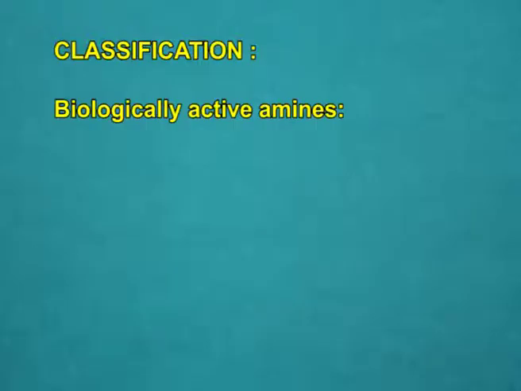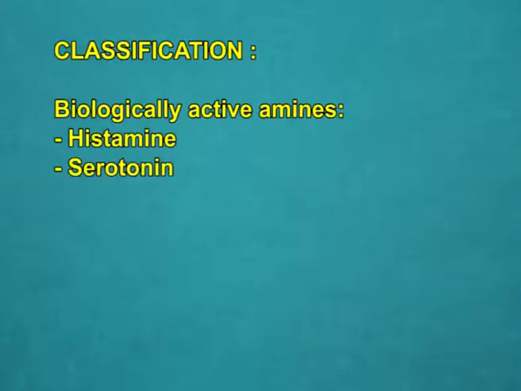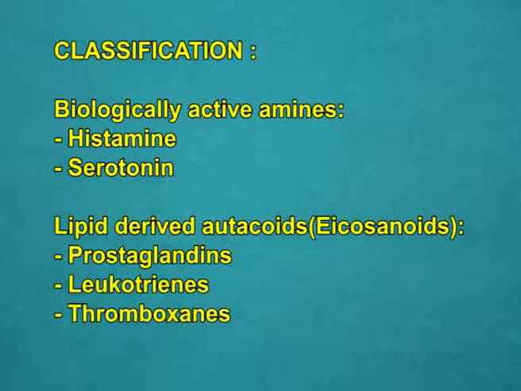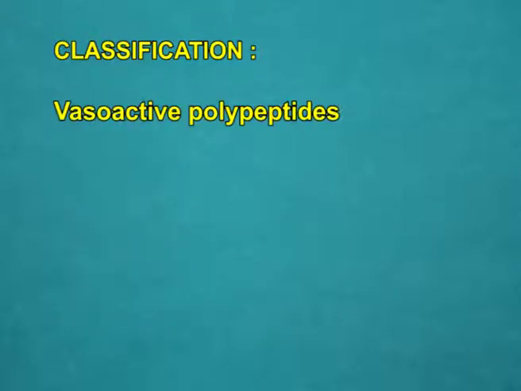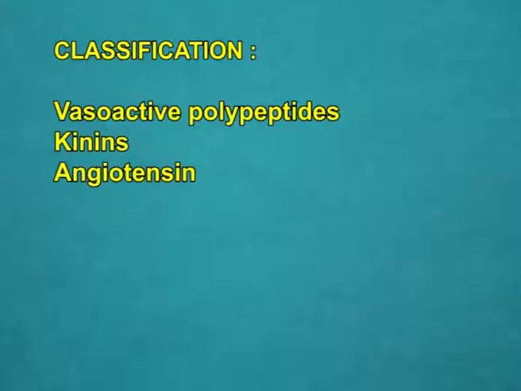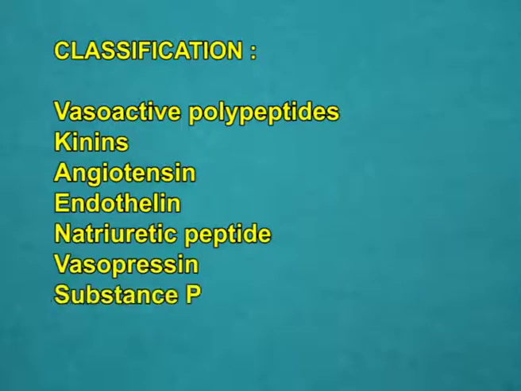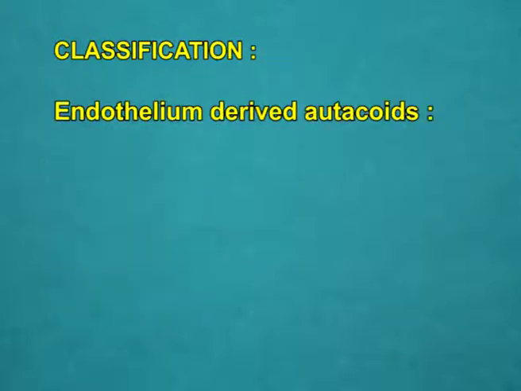Dear friends, now we come to the classification of various types of autocoids. The first category is biologically active amines, which may include histamine and serotonin. Lipid-derived autocoids may include eicosanoids, prostaglandins, leukotrienes and thromboxanes. Vasoactive polypeptides, for example kinins and angiotensin, endothelin, natriuretic peptides, vasopressin and substance P. Endothelium-derived autocoids, the best example being nitric oxide.